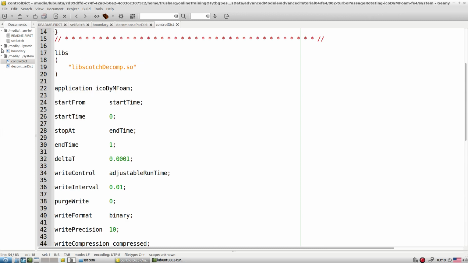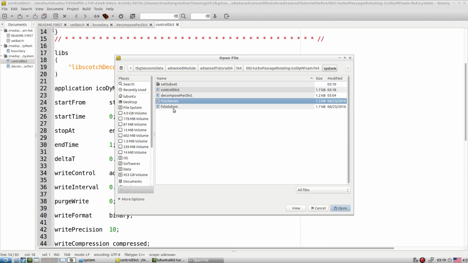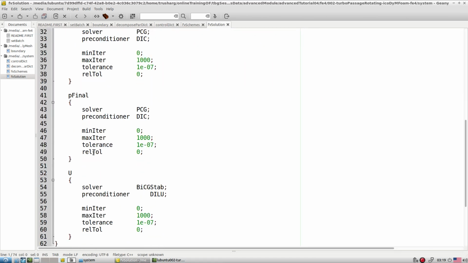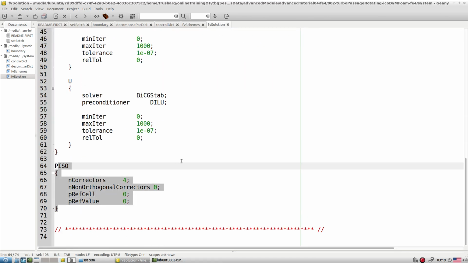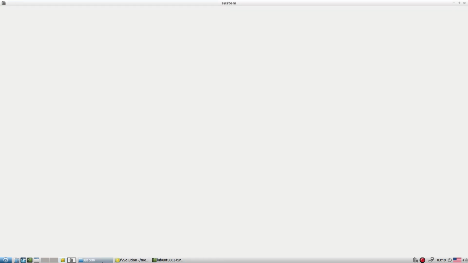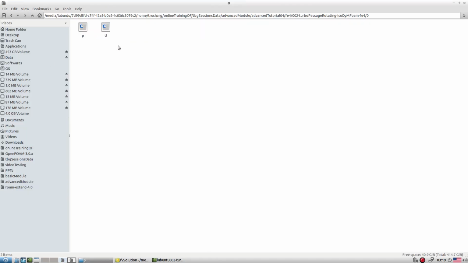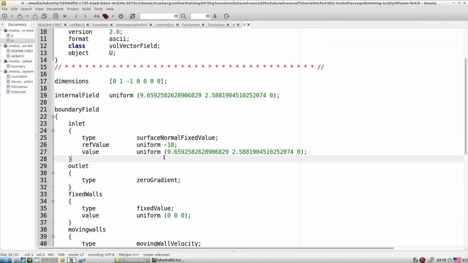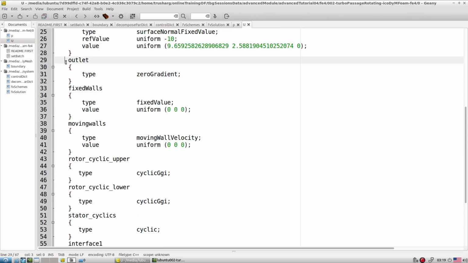Meanwhile, let's explore a few more options here. We have a PISO-based algorithm. Let's also explore the boundary condition area. We have U and P. Here, surface normal velocity: at the inlet we are specifying the surface normal velocity, and this is sort of a dummy value, so don't worry about this part. Then we have the outlet, zero gradient, fixed. Now the moving walls we specify as moving wall boundary conditions.